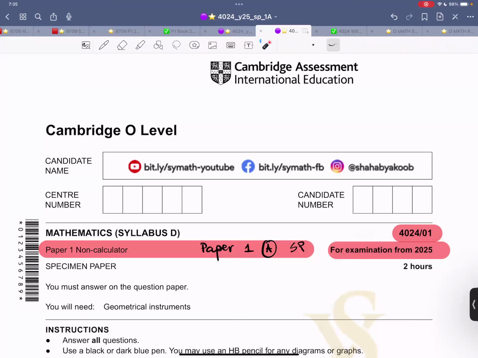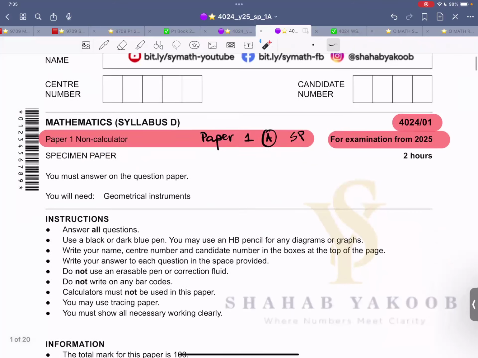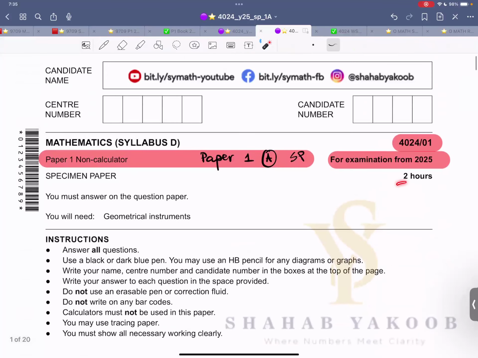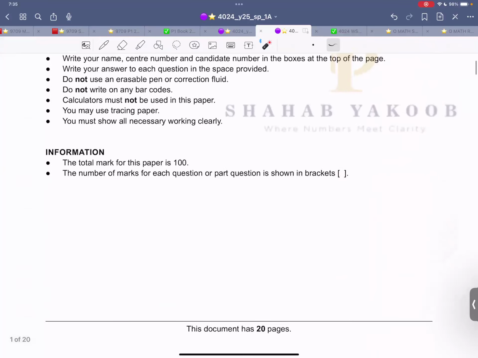So finally, we are on this paper that is paper 1, non-calculator version, Specimen 1A. And this is for the 2025 May-June exam and onwards. This is paper 1. Now, paper 1 is without calculator. It's for 100 marks. Previously, it used to be for 80 marks.